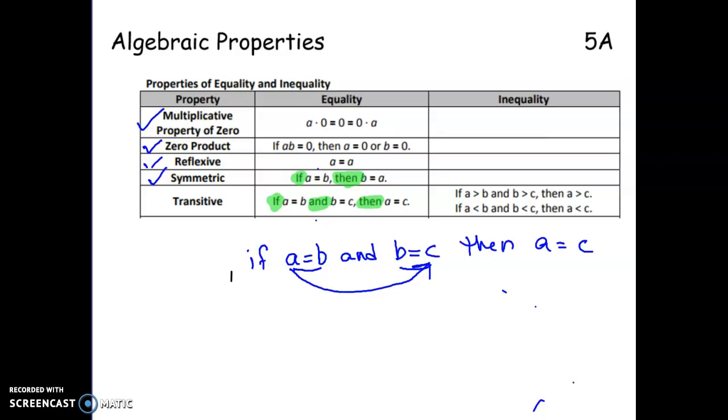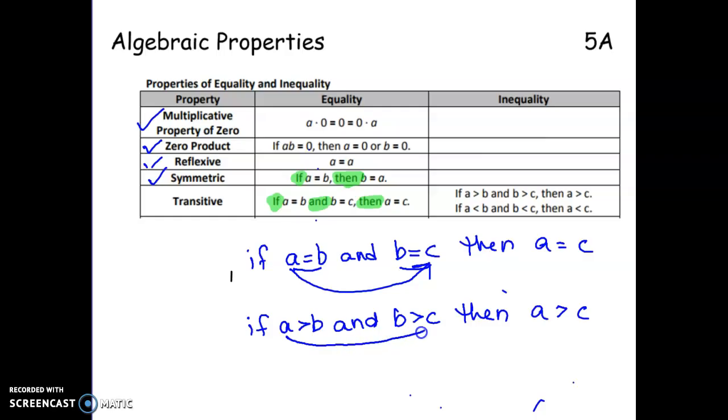And that also works with inequalities, meaning if A is greater than B and B is greater than C, then we can say that A is greater than C. So it's like transferring it over. So think of transferring, or transitive. And the same works for less than. If A is less than B and B is less than C, then A is going to be less than C. Okay, so that's the transitive property.